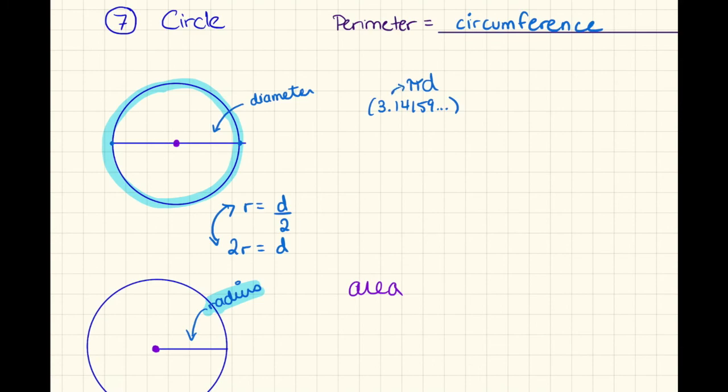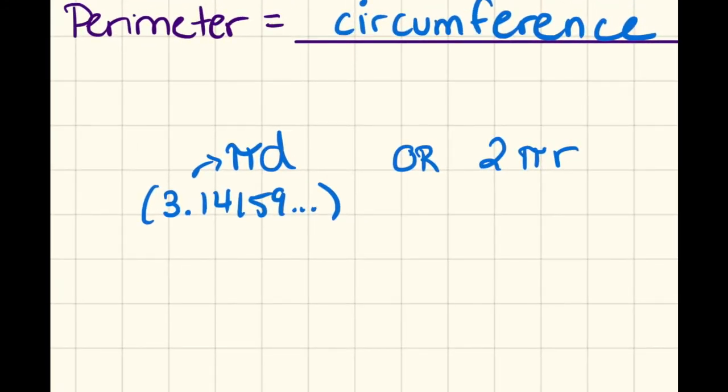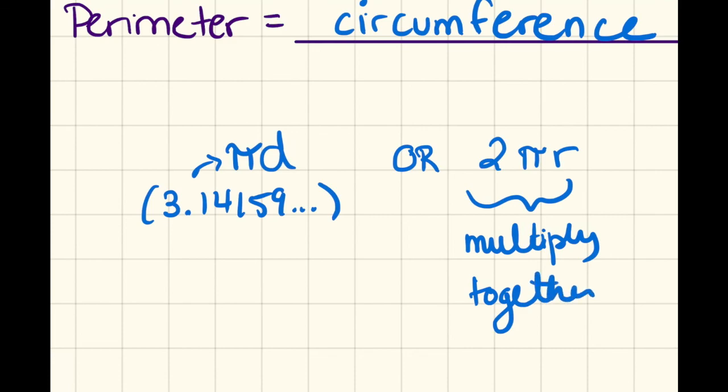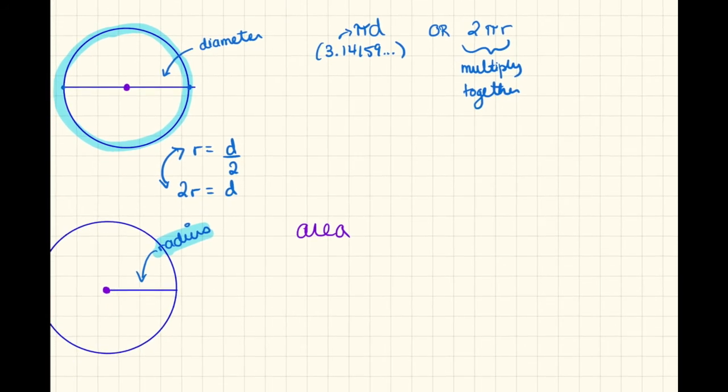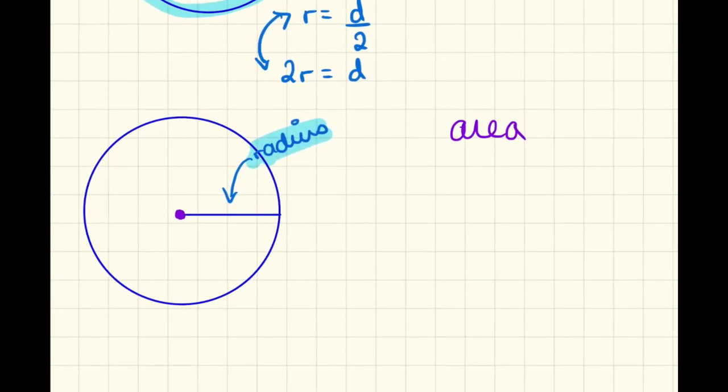And the other way of calculating it is 2 times pi times the radius, because 2 times the radius is the diameter. So it comes to the same thing whether you decide to use the radius or the diameter, and I hope that you know that I'm implying that there's multiplication between these. So you're going to have to multiply together, just in case you're not sure what all of these symbols mushed together mean. And then we have the area of a circle.